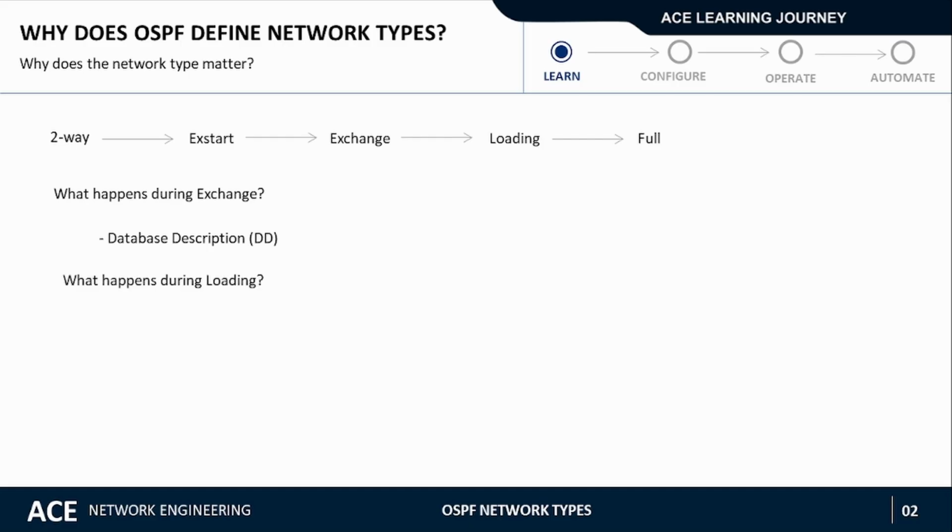Then, what happens during the loading? During the loading, one router looks at the database description and sees, look, I do not have the LSA for network X. So it will request it from the neighbor, it will send a link state request. And then the neighbor will send the link state update. And then after the link state update, the router that requested will send back a link state acknowledgement.